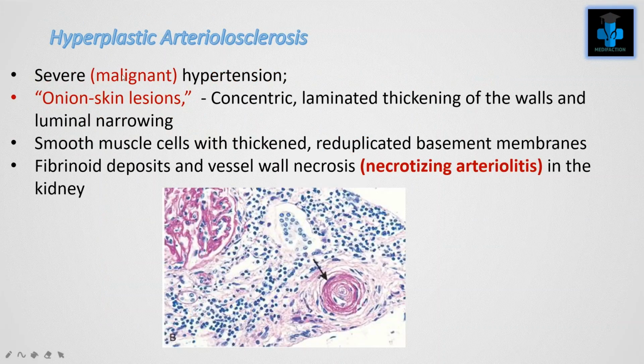Now for the next type, that is hyperplastic arteriolosclerosis. These are due to severe, that is malignant, hypertension. Here we can appreciate the onion skin lesions, which are concentric laminated thickening of the walls and luminal narrowing. Smooth muscle cells with thickened, reduplicated basement membranes, and also fibrinoid deposits and vessel wall necrosis in the kidney.